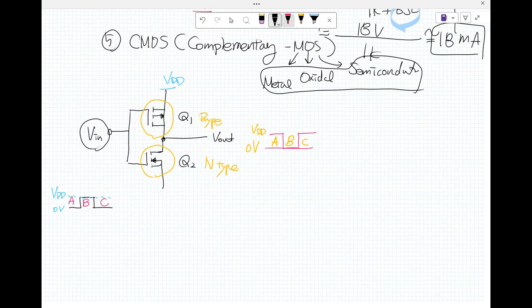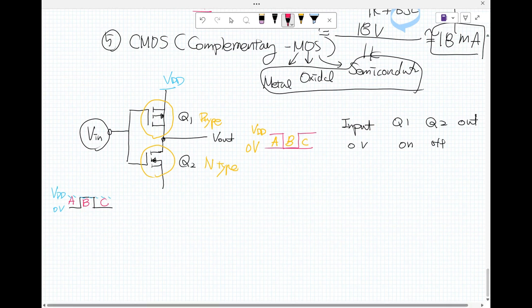So the input is 0 volt, the Q sub 1 is on, because it's a P-type, and Q sub 2 is off. So the output is for what? This is off, so it's like the V sub dd.